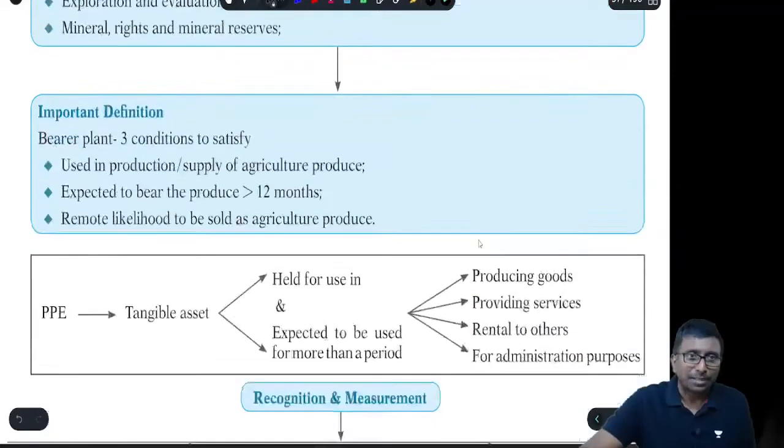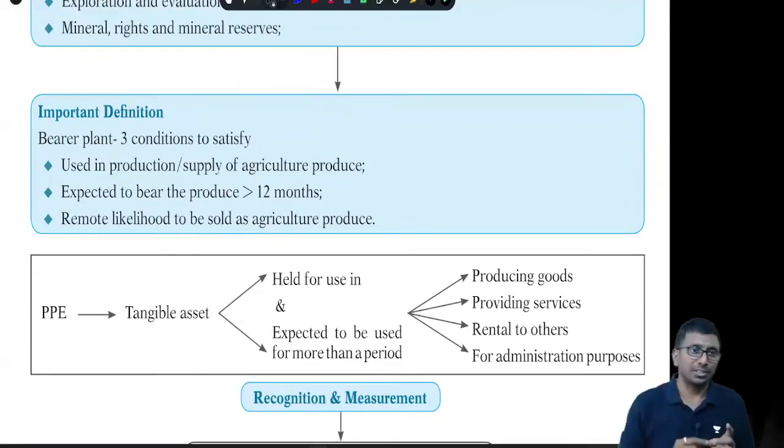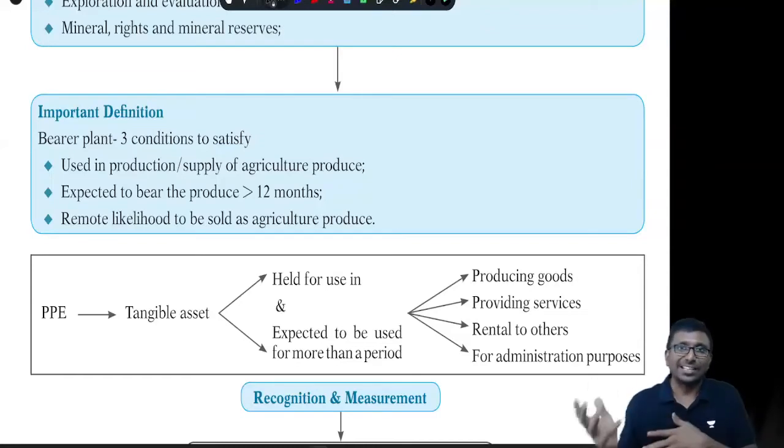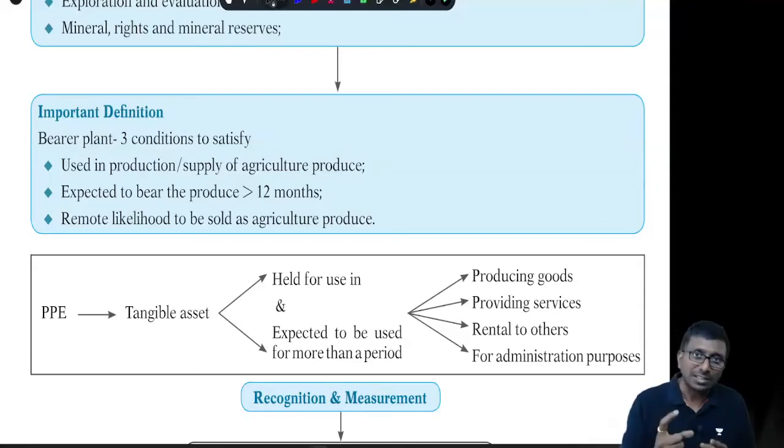And what is a bearer plant? When you want to say it's a bearer plant, you are supposed to satisfy three conditions. First, it should be used for producing or supplying agricultural produce. If you take a mango tree, then mango is the agricultural produce. It is held for producing the agricultural produce which it bears, the useful life is more than 12 months, and there is a remote likelihood of selling it as agricultural produce. The tree itself being sold is a rare circumstance. Under that circumstance, that biological asset will be treated as a bearer plant.